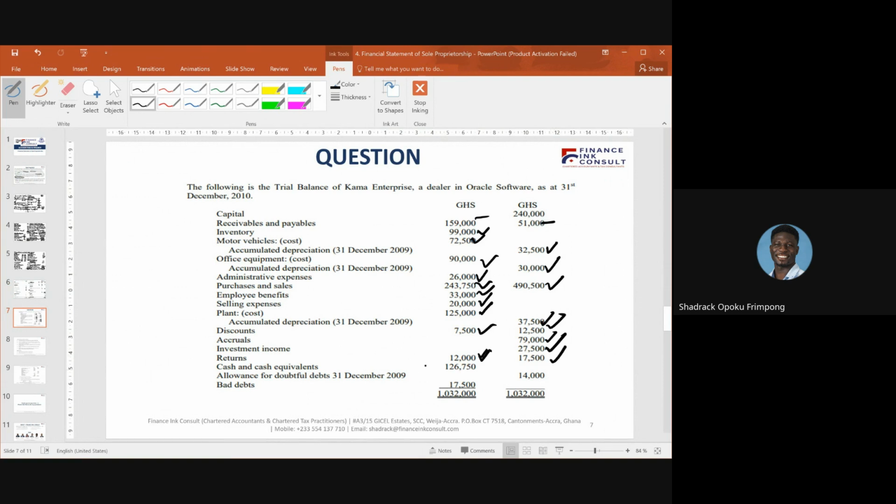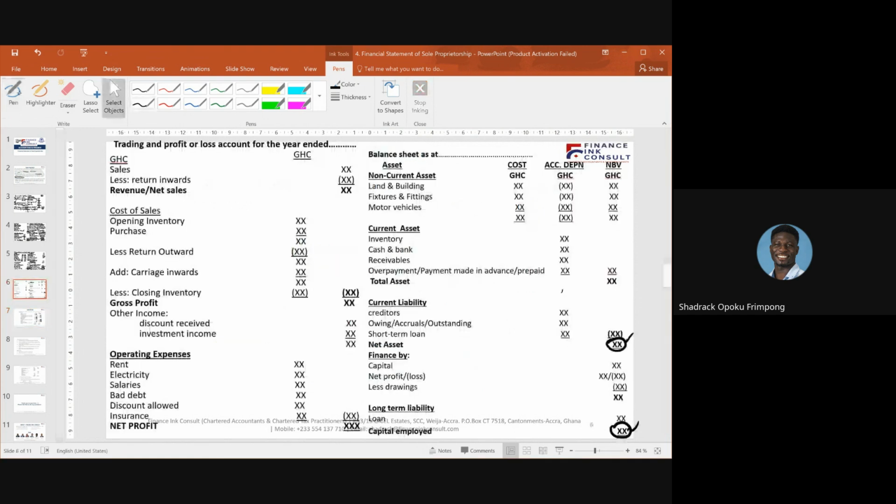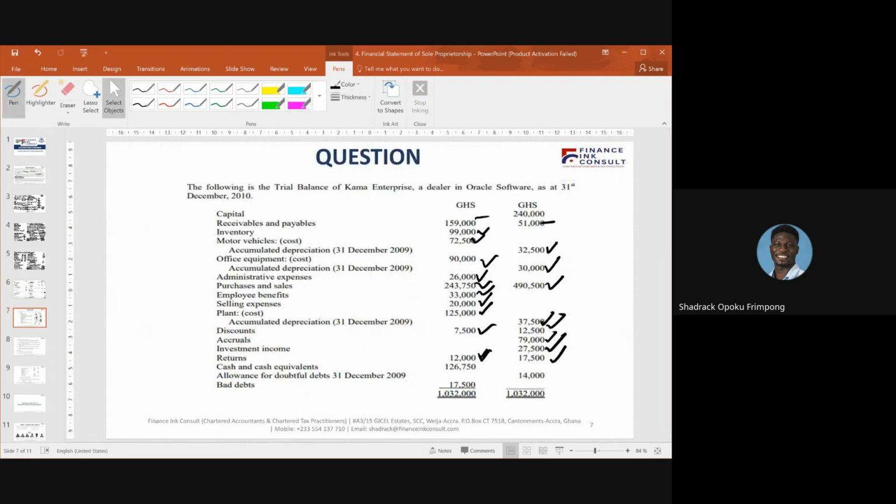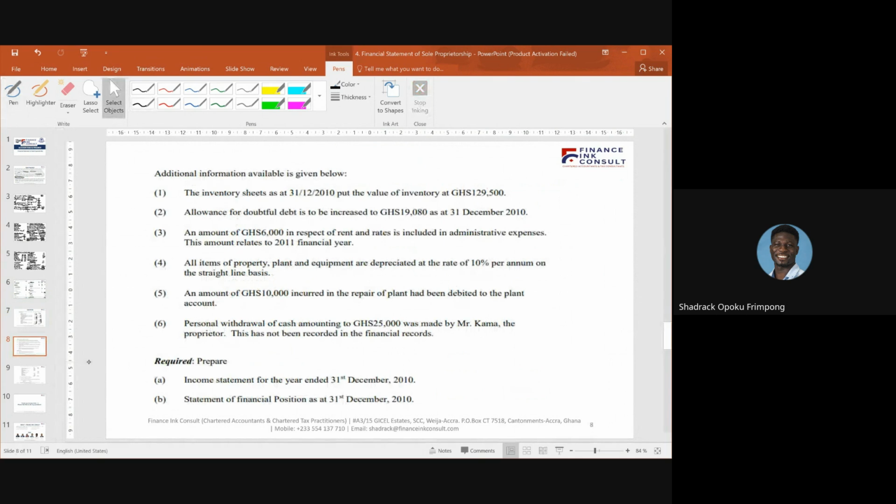So we are looking at return inwards and what? Return outwards. So that is how the examiner will be playing tricks with you. This return inwards, and this is what? Return outwards. One is being returned by a customer to you, and the other is being returned from you to your suppliers. Then you have your cash and cash equivalent. Then you have allowances for what? Doubtful debt. Then you have bad debt itself. So someone is owing you, probably the person is dead or the person has gone bankrupt.